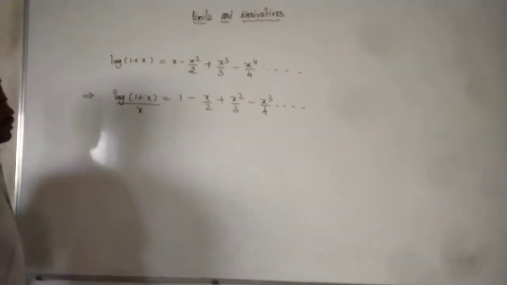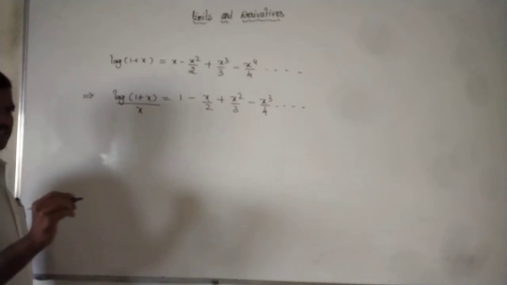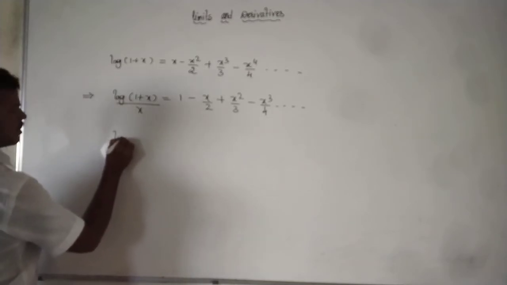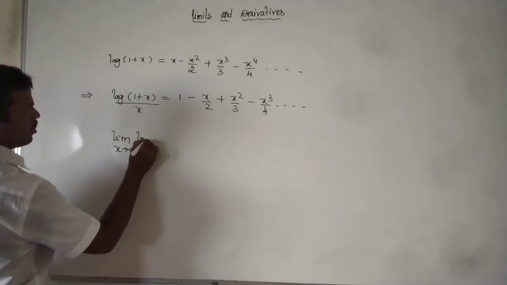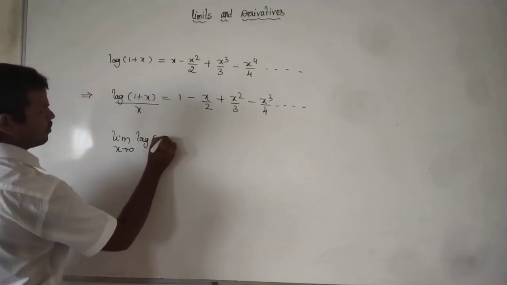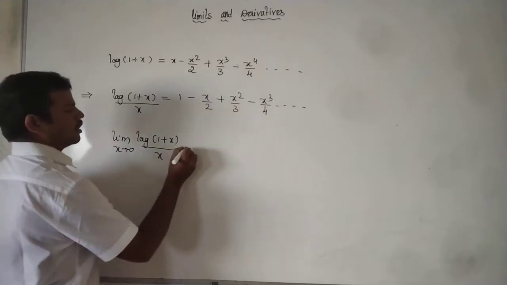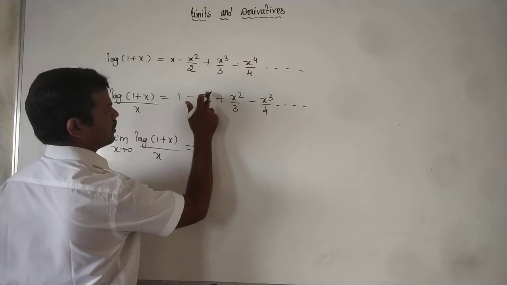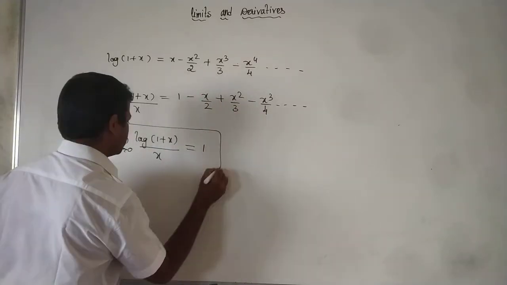So now what we have to do, we have to apply the limit on both the sides. As x tends to 0, applying limit on both the sides, what happens? Limit as x tends to 0, log of 1 plus x divided by x is equal to limit of 1, the rest becomes 0. So then we got that is the limit of this function.